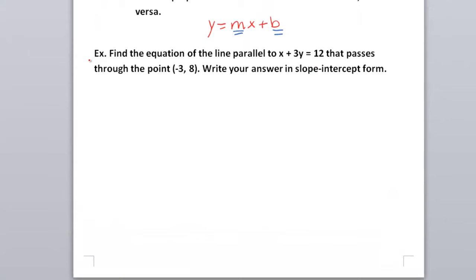Alright, in this first example, we want to find the equation of the line that is parallel to x plus 3y equals 12, and that also passes through the point -3, 8. Our answer is to be written in the slope-intercept form. So we want to find the equation of a line that's parallel to this one. That means we need to find the slope of the line and we need to find the y-intercept for the line.